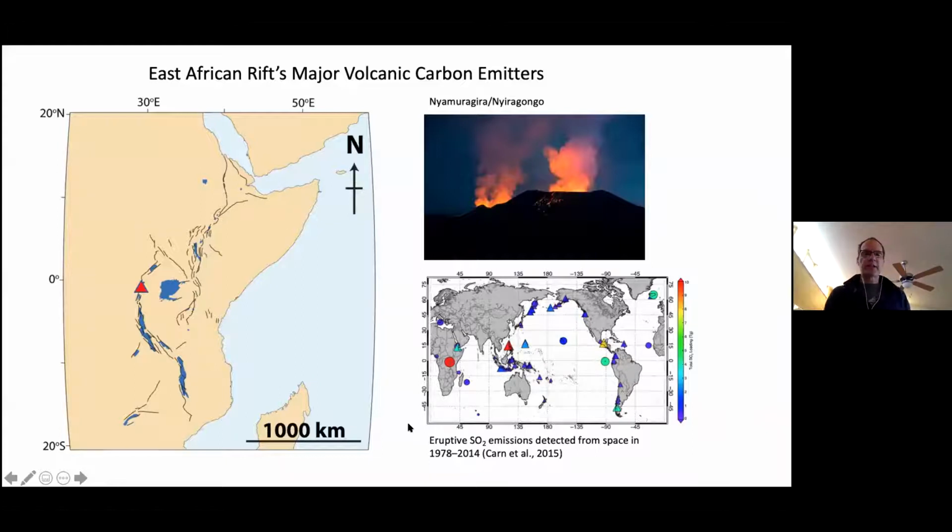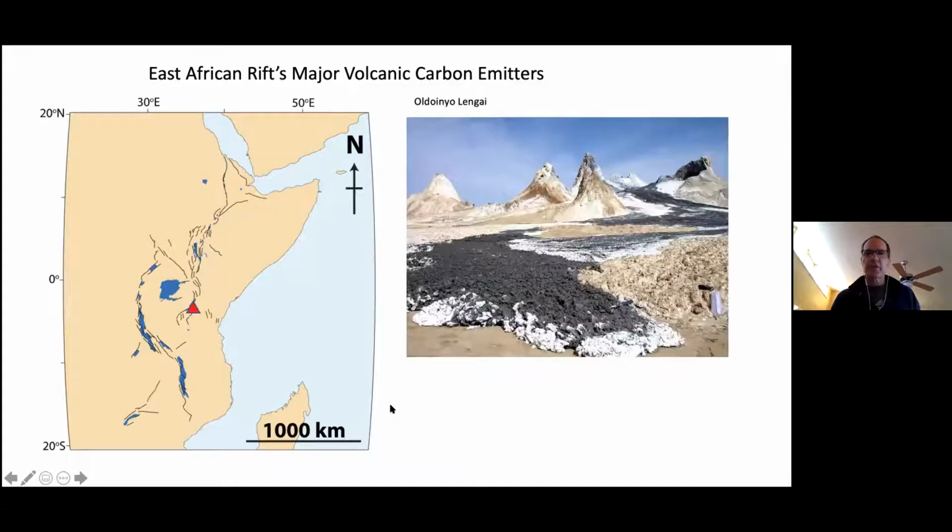Just to set the stage here, the East African Rift, of course, is a major rift in the world. That's where continental breakup happens. It has two branches. But what I want to focus on are the carbon emitters from this rift. For example, there's a major carbon emitter, Nyiragongo Nyiramuragira, which is an active volcano in the Congo. And then there is Oldonyo Lengai, which is the only currently active carbonatite volcano. Both emit significant amounts of carbon to the atmosphere.